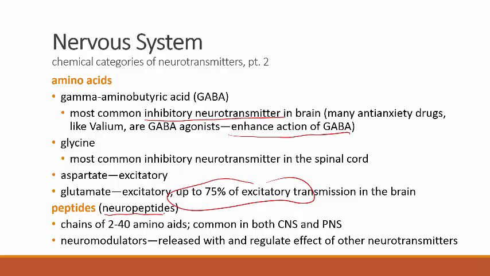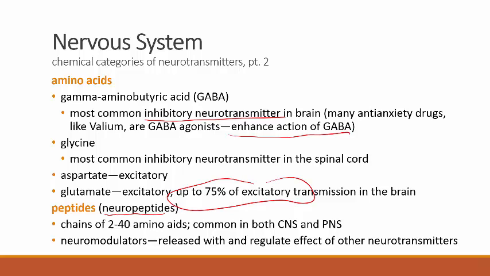These peptide neurotransmitters may be chains of 2, so just a dipeptide, or as many as 40 amino acids. So these are like tiny little proteins, and they're found both in the central nervous system and the peripheral nervous system.